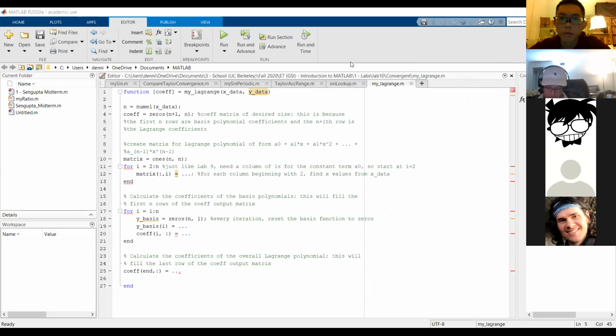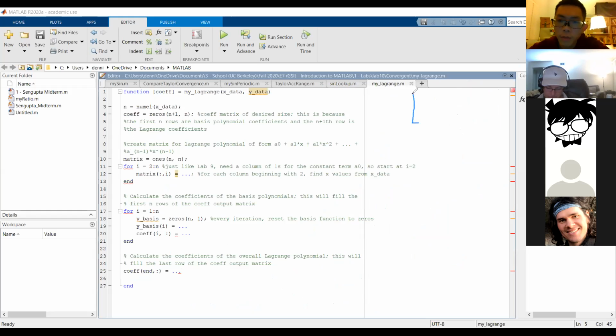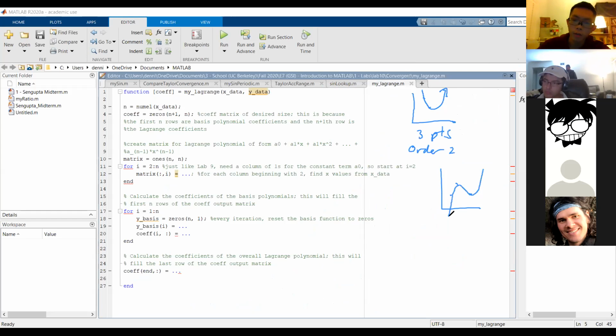Let's draw this out. Let's do a really simple example. What's the lowest order polynomial that passes through those? It's going to be a parabola. So 3 points, order 2. I have 4 points. What's the lowest order Lagrange polynomial that passes through all those? Like this, like this, like this. That is a cubic. 4 points. Order is 3. You catch my drift?